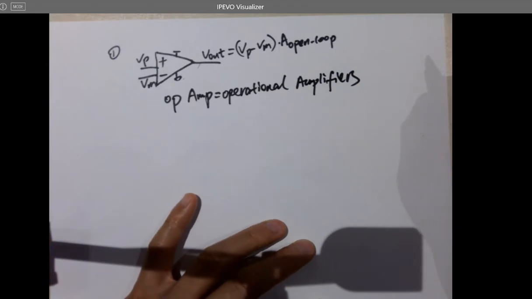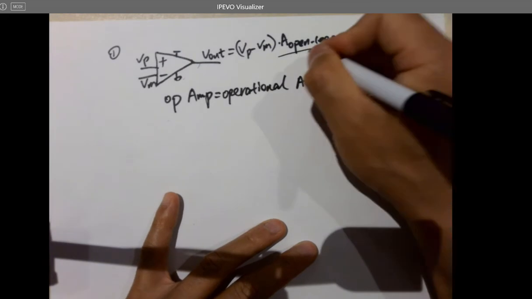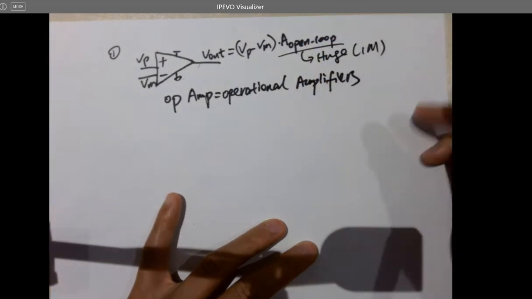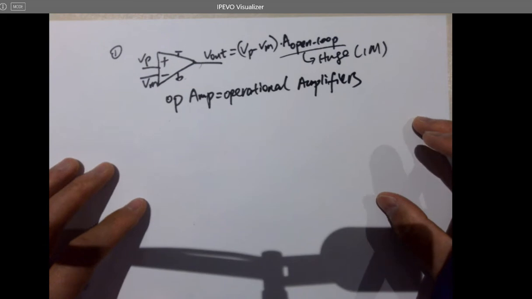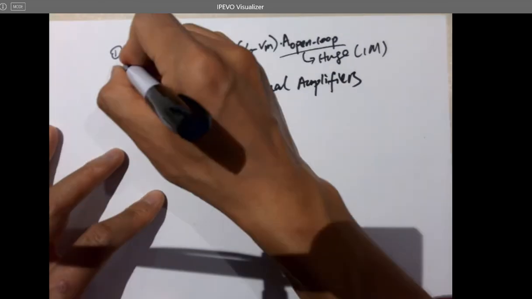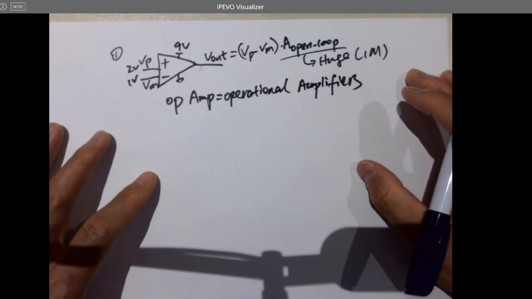For short, it's an op-amp. The open loop gain is huge, like 1 million or something. So you are wondering, I only have a 9 volt power supply, and I have 2 volts and 1 volt here. What will VL be?